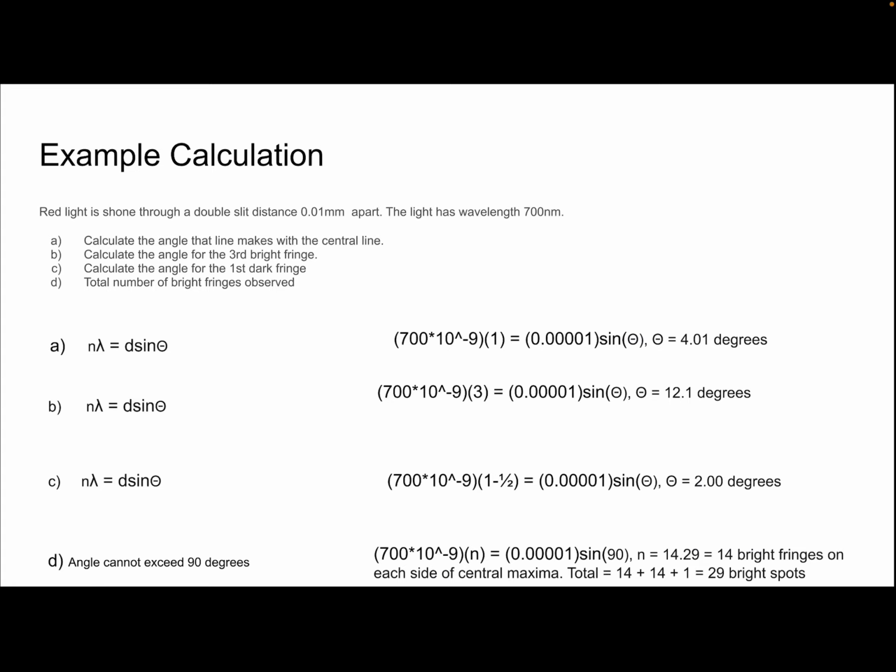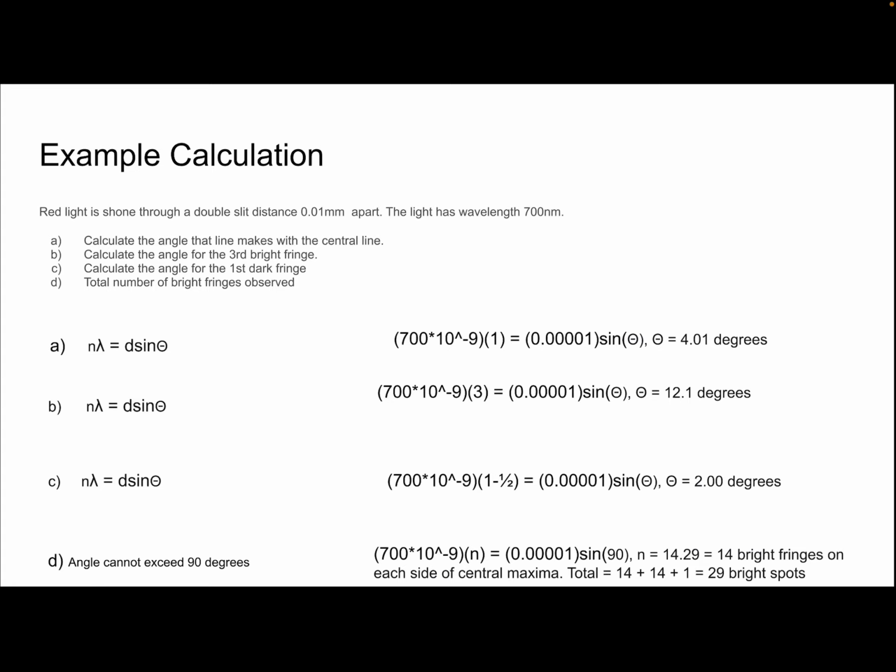So 14 bright fringes on each side of the central maxima. We have two sides for the central maxima, so we're going to have 14 to one side and then 14 to the other side. That's already 28 bright spots. And if you include the central maxima itself as a bright spot, we're going to be observing 29 bright spots. In this question, we'll be observing 29.